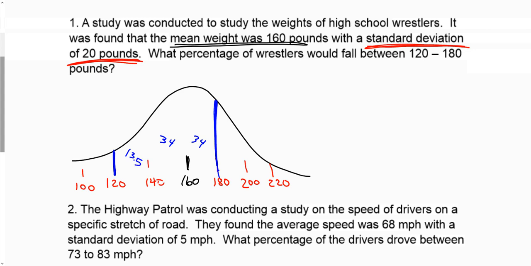So all we have to do is add up those three numbers because it's between the boundaries that I set for you using the standard deviation. So 34 plus 34, what's that, 68? 68 plus 13.5, 81.5, right? So 81.5% of the wrestlers are going to land between those two weights. And that's how you use standard deviation to make those calculations.